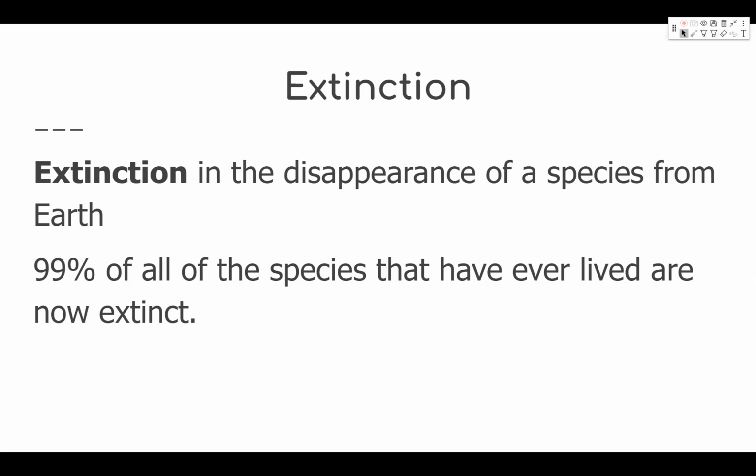Okay. Last bit, I promise. Extinction. We talked about the creation of a species. Now we're going to talk about a species no longer being around. Extinction is the disappearance of a species from Earth. No more species. That species is gone. That is extinction. It is thought that 99% of all of the species that have ever lived on Earth are now extinct. It's a lot of species.